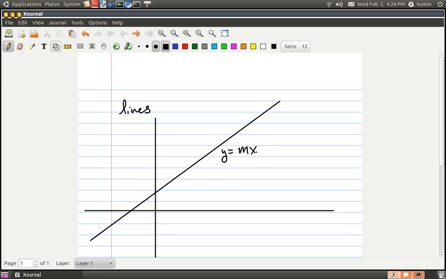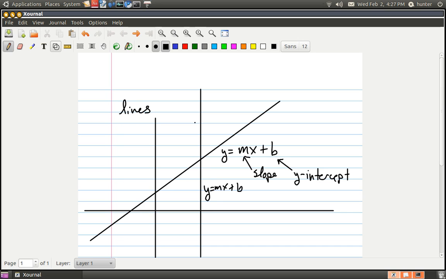So the equation for a line can be written as y equals mx plus b unless the line is vertical, right? So if the line is vertical, let me just draw a vertical one. Why can't I write this as y equals mx plus b? It's because what does the slope mean? So normally m stands for the slope, and b stands for where it touches the y-axis, right? Which the fancy word for that is the y-intercept.